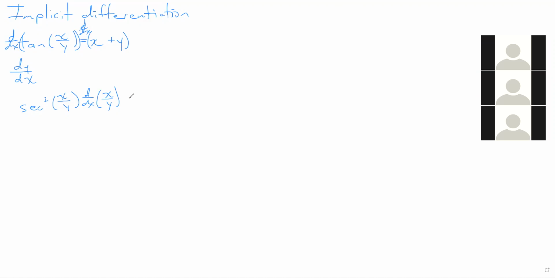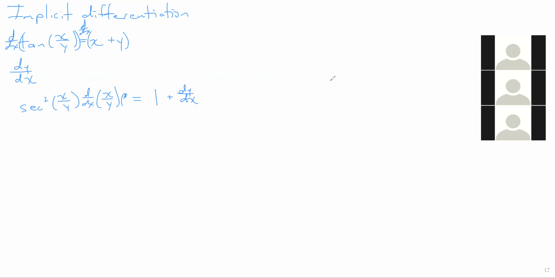All right, so left-hand side, derivative of that outer function is secant squared, keeping the input function intact, x over y. And then I also have to take the derivative of that x over y at some point. So I'll handle that in a bit. First, I'm going to take the derivative of the right-hand side. Derivative of x with respect to x is 1, and the derivative of y with respect to x is dy/dx. So there's my first pass through here.